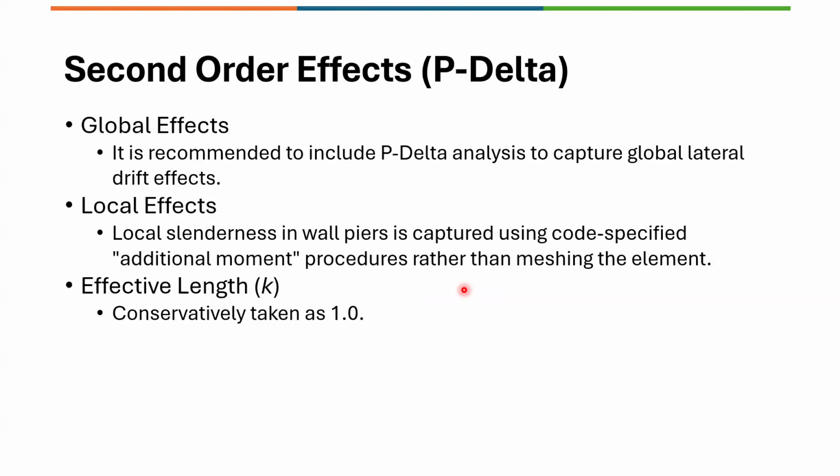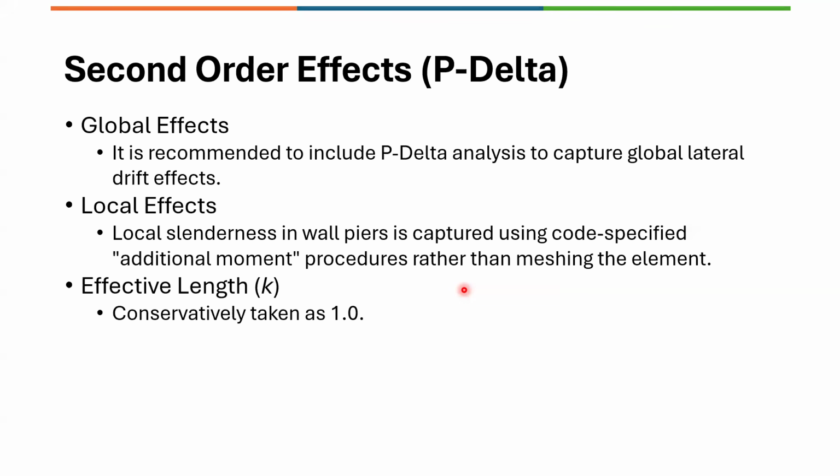So the P delta effects, we recommend that you perform the P delta analysis always. So the global sway effects are captured in the primary analysis itself, and then the local effects shall be captured using the code specified additional moment that arises due to slenderness rather than meshing the element itself. But if you mesh the elements, these local moments are also captured in the P delta effects, right?